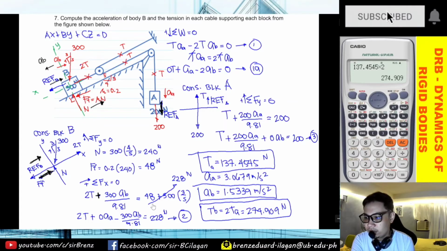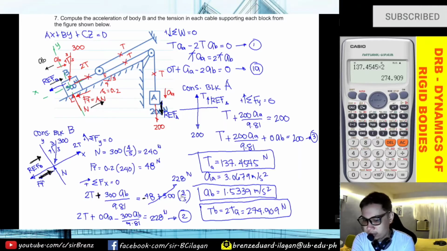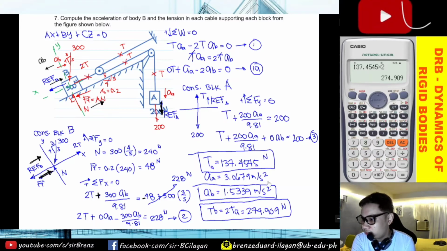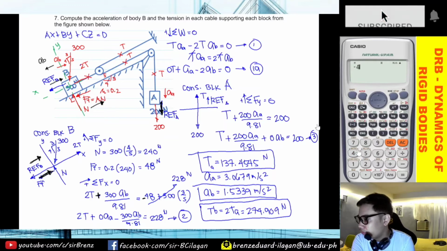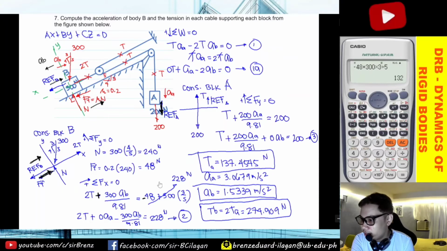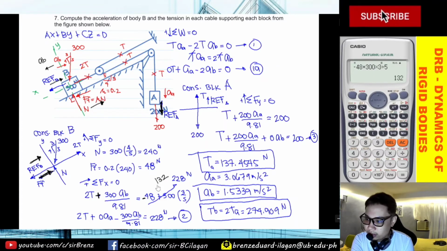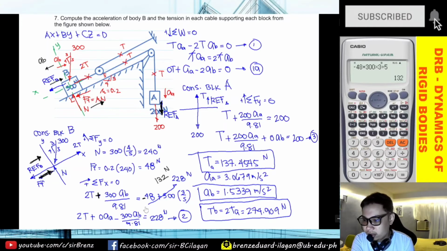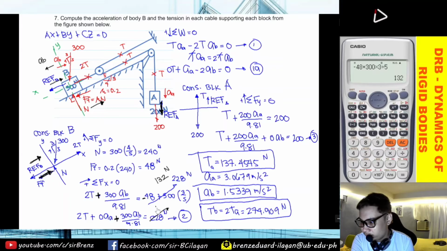So yung frictional force mo, since positive dito, nilipat mo sa kabila, ito magiging minus. So negative 48 plus 300 times 3 over 5. So hindi na siya magiging 228. Instead of 228, mapapalitan siya ng, check natin, negative 48 plus 300 times 3 divided by 5. So ito, instead na 228, magiging 132 Newton. Okay, so 2T. So ito magiging plus. And then ito ay 132.